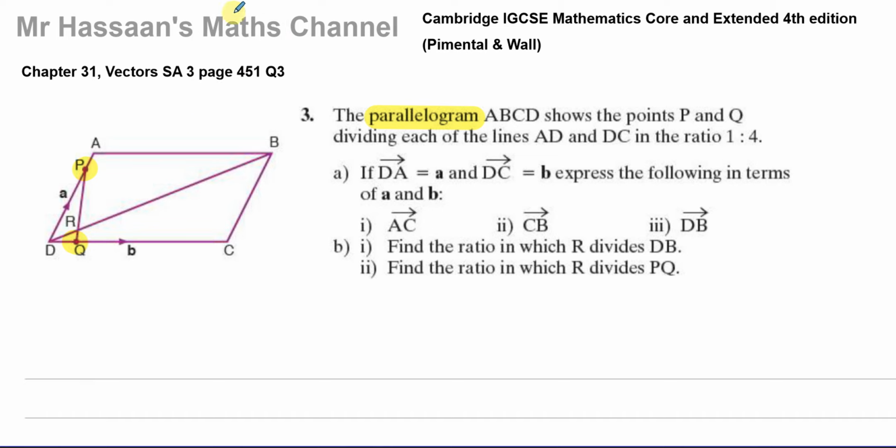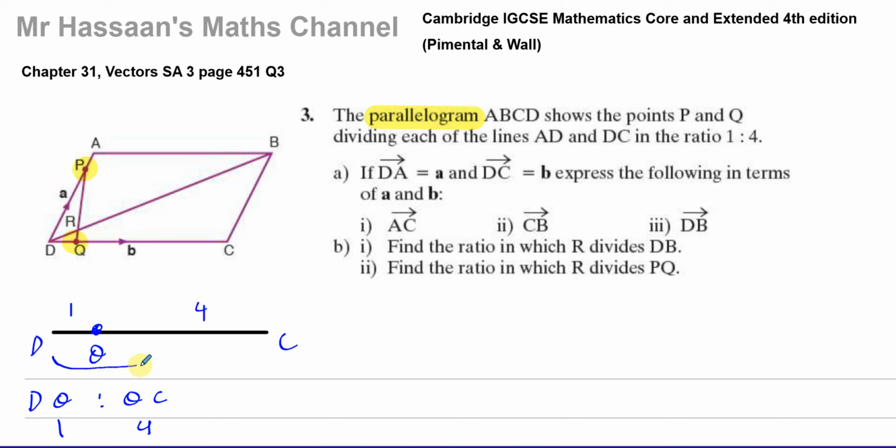When you have a point dividing a line in that ratio, let's just consider DC because it's horizontal. Say this is D and this is C, and this point Q is dividing this line in the ratio 1 to 4. That means the ratio of DQ to QC is 1 to 4. That's one part, that's 4 parts. So in total the whole line is made up of 5 parts.